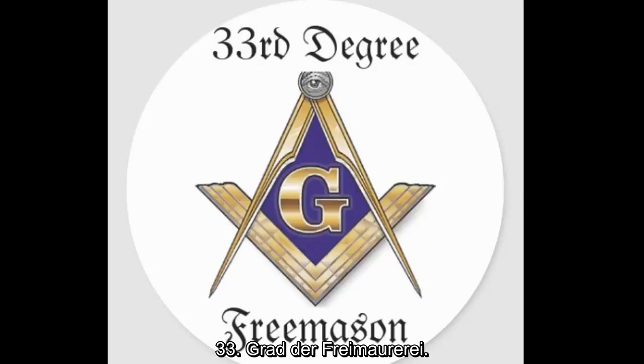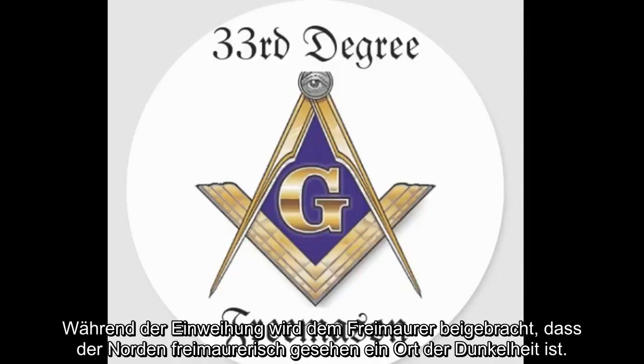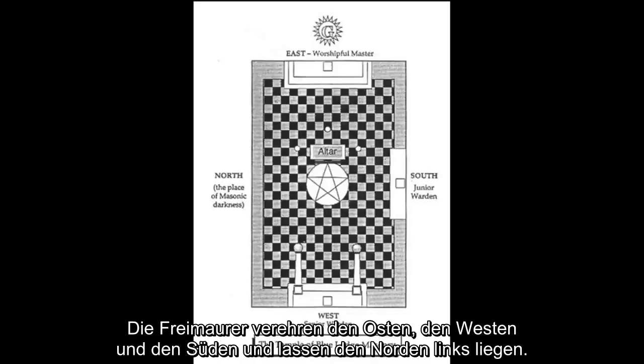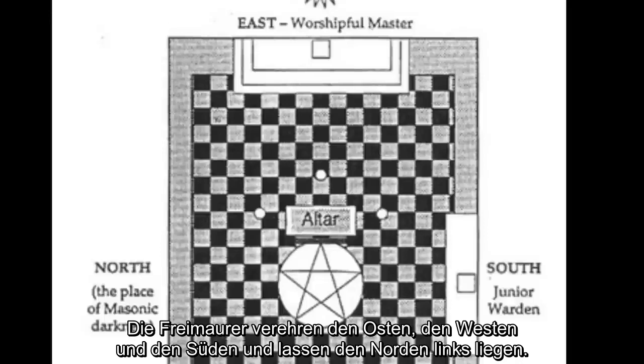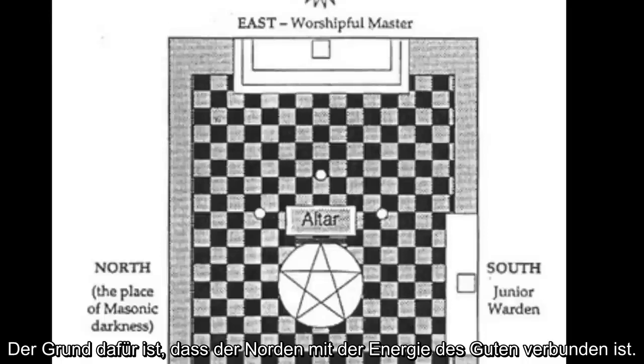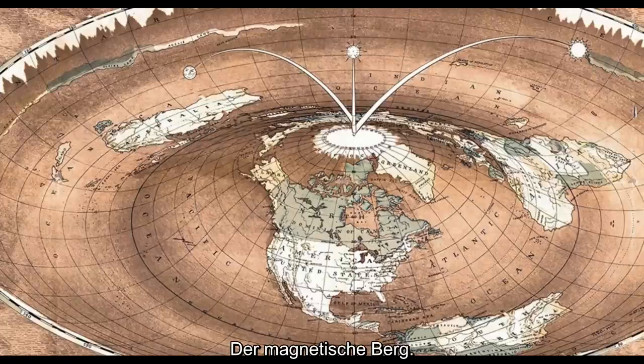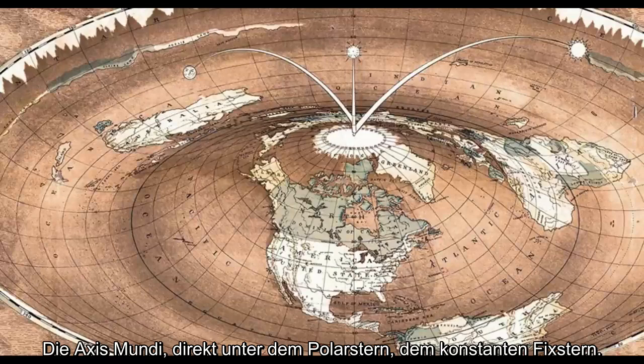33rd degree Freemasonry. During the course of initiation, the Mason is taught that the North is Masonically a place of darkness. The Freemasons worship East, West, and South, and forsake the North. This is because the North is associated with the energy of good. It is the source, the magnetic mountain, the axis mundi directly underneath Polaris, the fixed constant star.